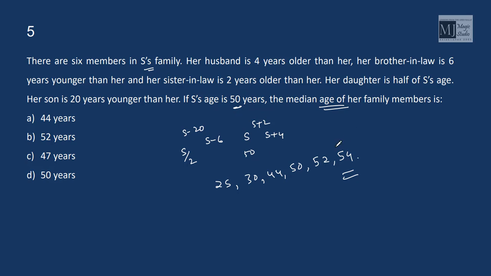What is the median age of her family? Median age of the family is the average of 44 and 50. 44 plus 50 by 2 is 47.